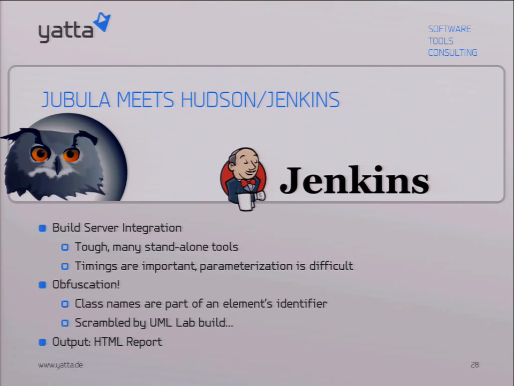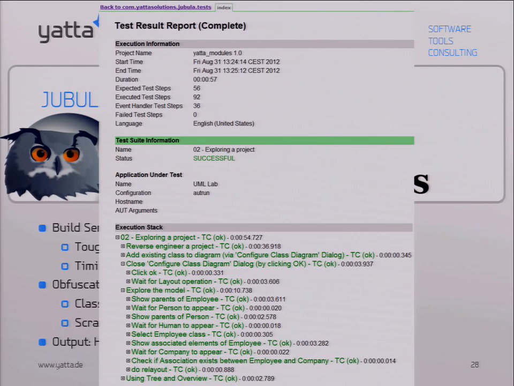Another issue is that after compiling we scramble the class names and the method names of the source code, or of the compilation result. And of course, this scrambling has to be taken into account in the name matching within Jubula later on. But in the end, we get this nice HTML output here. I think this is the second chapter of our guided tour in that case. And it runs nicely, as I said.